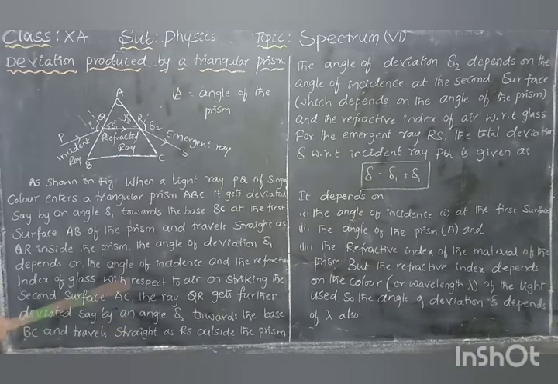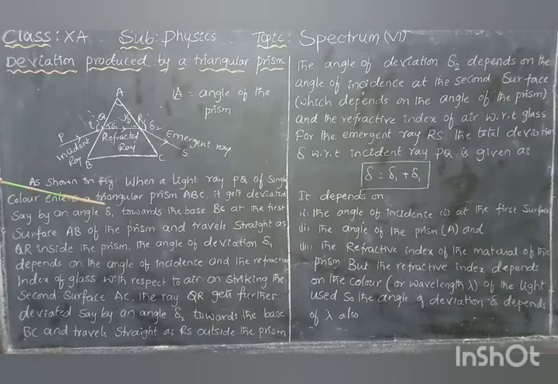Here I am taking one light ray, a single ray, which has a single color, monochromatic light. Whenever the monochromatic light is incident on the surface AB with an angle of incidence i, making it with the normal. Q is a particular point. PQ is nothing but an incident ray, and i is the angle of incidence.